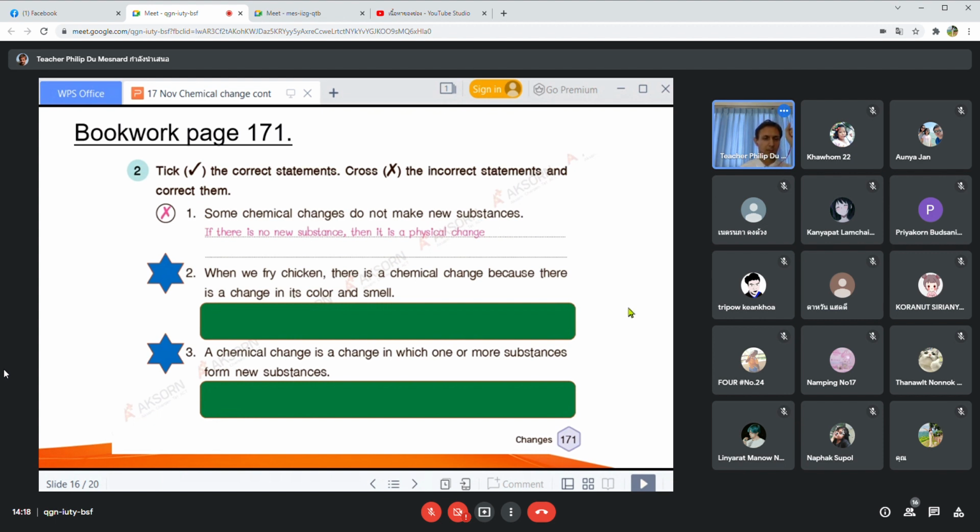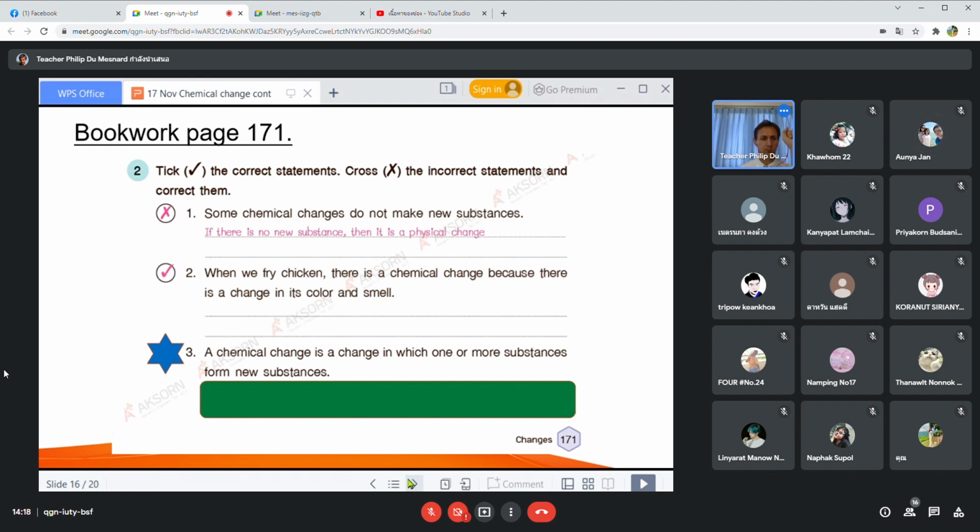Okay, next one. If we fry a chicken, there is a chemical change because there's a change in the color and a change in the smell. Is this right, class? Is this true? Yes. Very good. It's true.